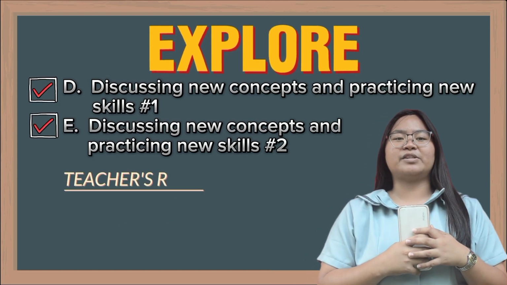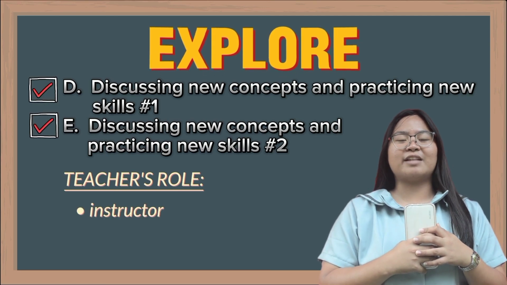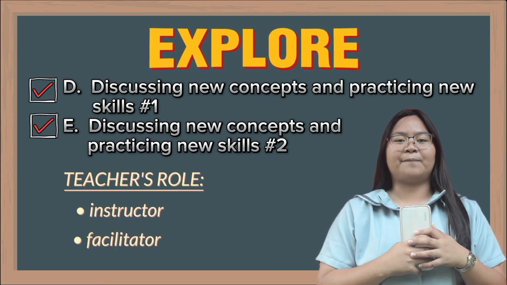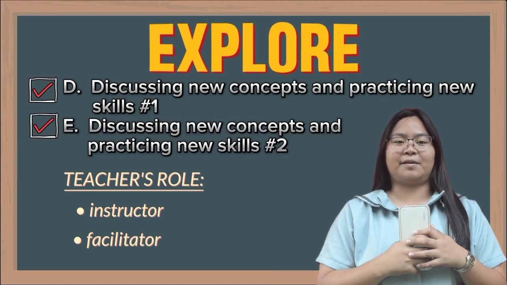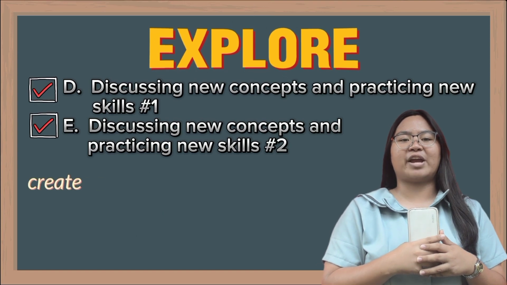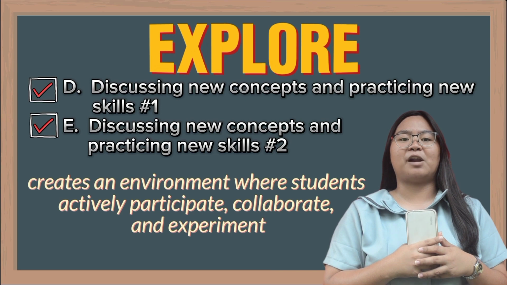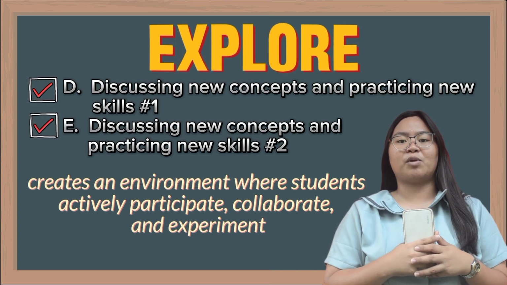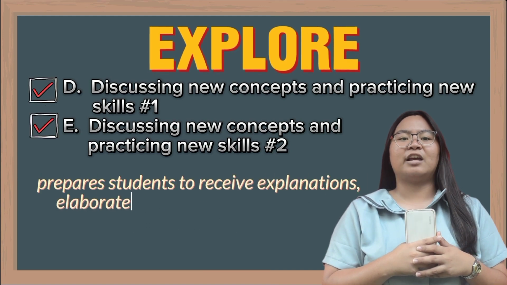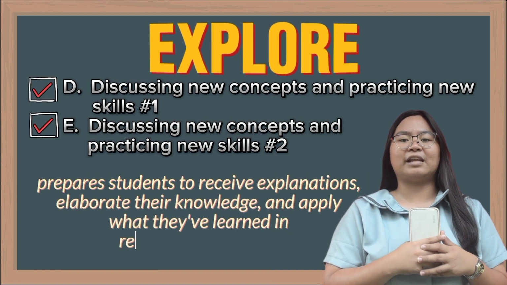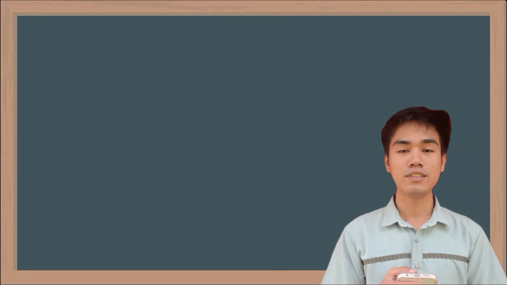The teacher's role in this phase is first, the instructor, giving the activity or task to the students, and second, the facilitator, guiding the students by asking questions or just observing what they are doing. In summary, the explore phase creates an environment where students actively participate, collaborate, and experiment, setting the foundation for subsequent phases. This active engagement prepares students to receive explanations, elaborate on their knowledge, and ultimately apply what they've learned in real-world scenarios. Moving on to the fourth E, which is explain.